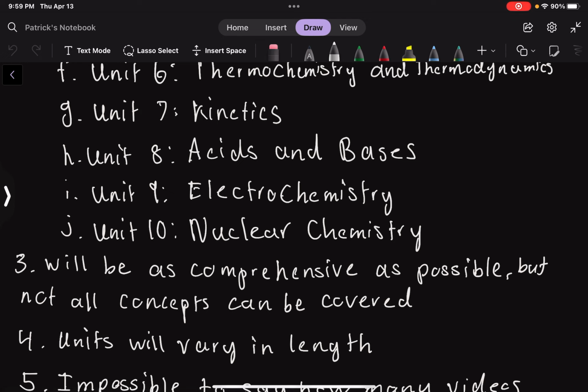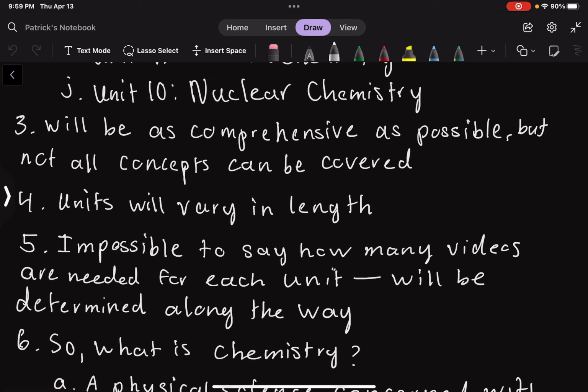We will, of course, try to be as comprehensive as possible while going through the topics listed here, but of course, not all concepts in each of these topics can be covered in their full detail. Units will vary in length, and at the time that this video is being made, it's impossible to say exactly how many videos will be required for each unit, so this will be determined along the way.